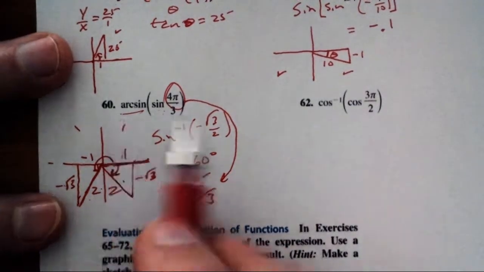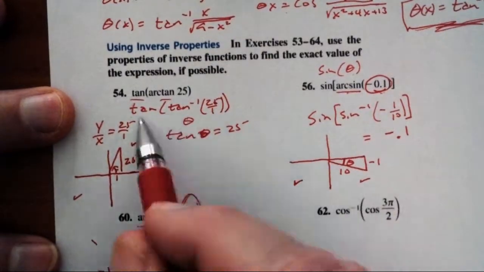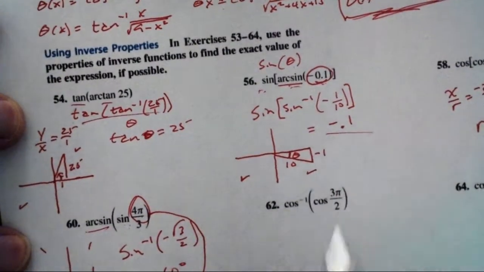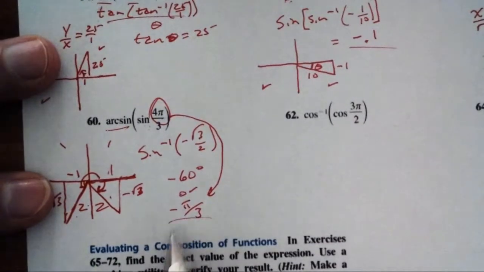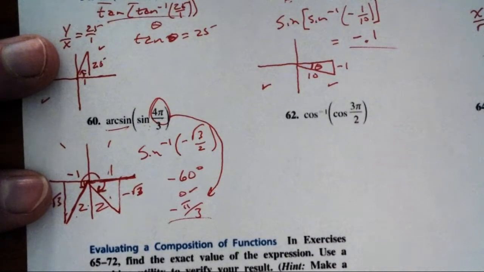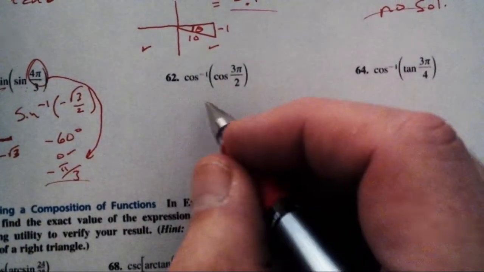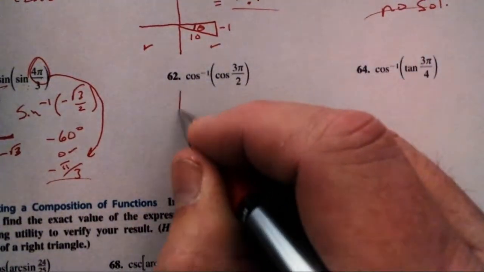It's so tempting because we'll have a number of problems. Oh, tangent of tangent inverse, no problem. Sine of sine inverse, no problem. But then you might have something where there's no solution, or we just get thrown to a different angle. All right, let's take a look at this one. Cosine of 3/2 pi.